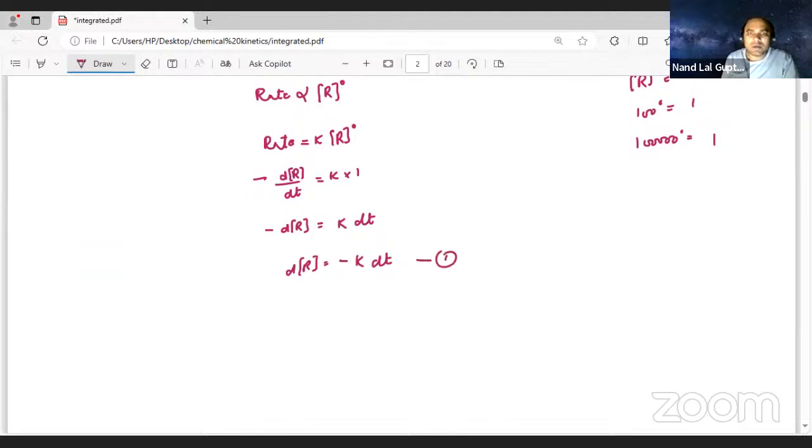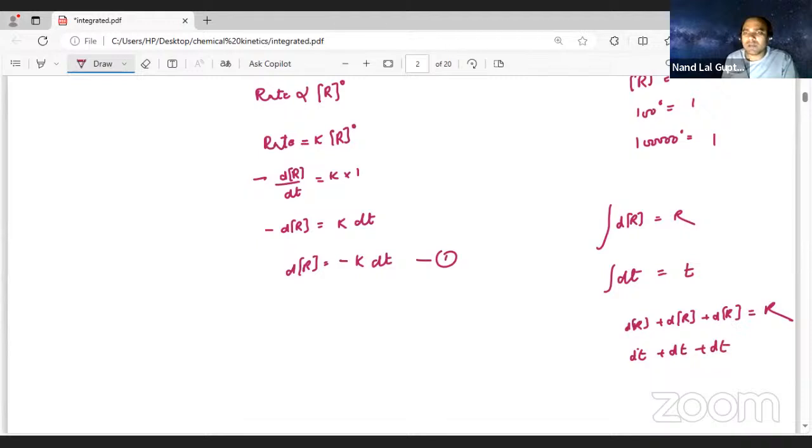This is equation 1. Now, you must be knowing integration: integration of dR is going to be R, integration of dt is going to be t. What do you mean by this? You are adding the small dR, then again small dR, so little changes you are adding together. It will give a complete R, total R. Similarly, if you are adding small time intervals dt plus dt, it will become full t. Getting?